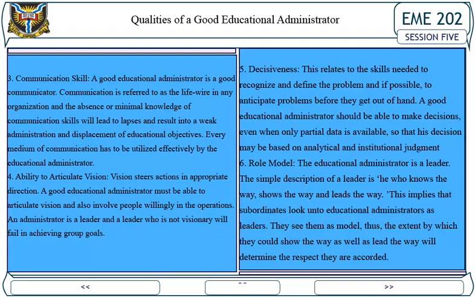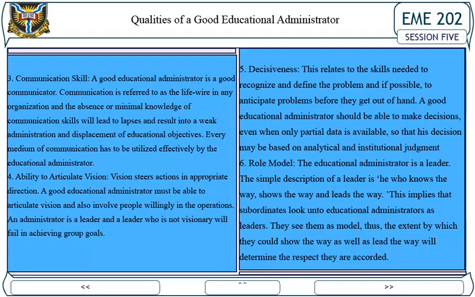3. Communication skill. A good educational administrator is a good communicator. Communication is referred to as the live wire in any organization, and the absence of minimal knowledge of communication skills will lead to lapses and result in a weak administration and displacement of educational objectives. Every medium of communication has to be utilized effectively by the educational administrator.